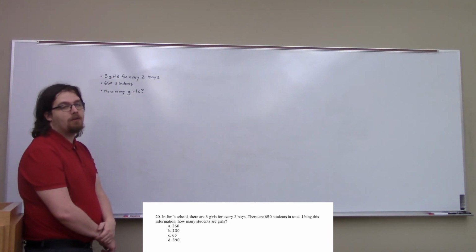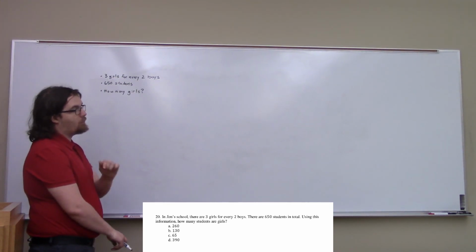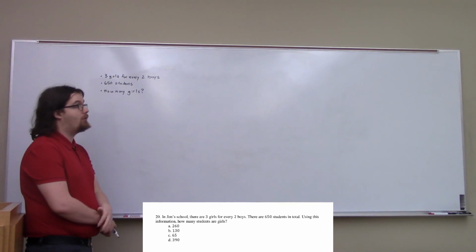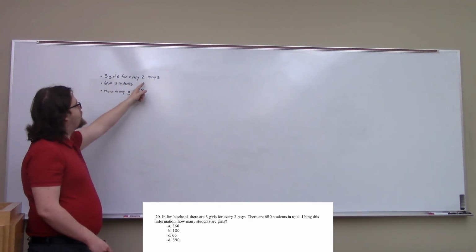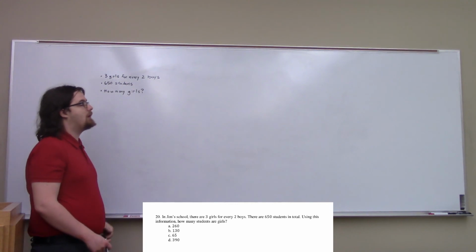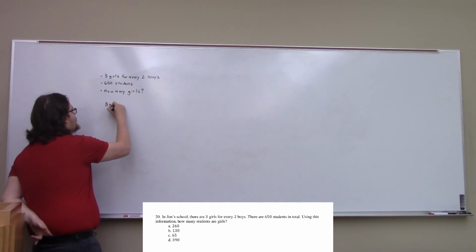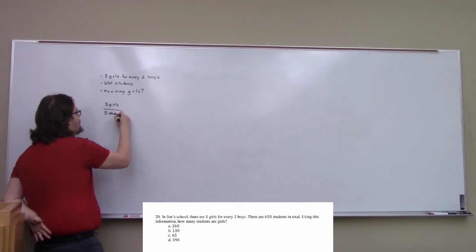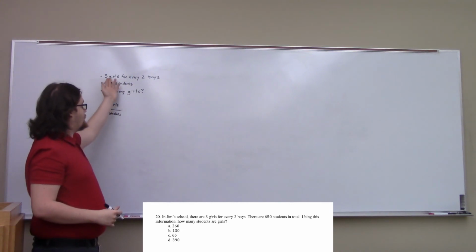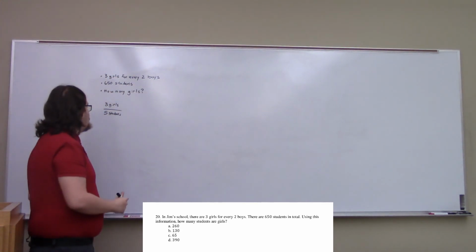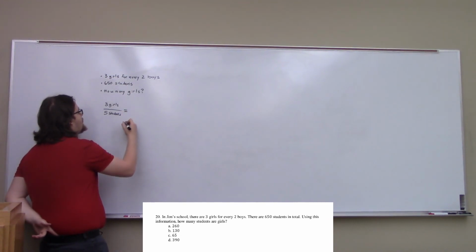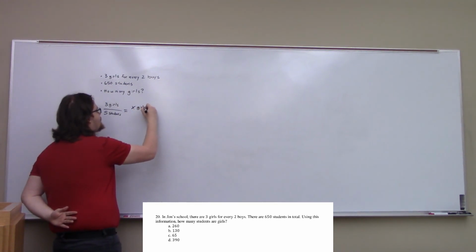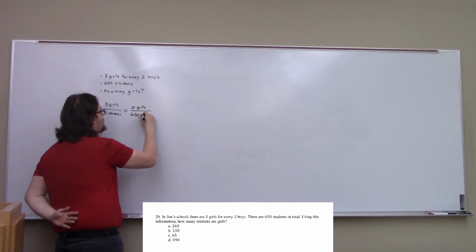For this problem, we can use a simple ratio. Now, there is one small trick though. We want to do a ratio of the number of girls to the number of students. If there are 3 girls for every 2 boys, that means that there are 3 girls for every 5 students, where students is the addition of the 3 girls and the 2 boys. So we have 3 girls for every 5 students, and that's going to be equal to the number of girls total out of the 650 students.